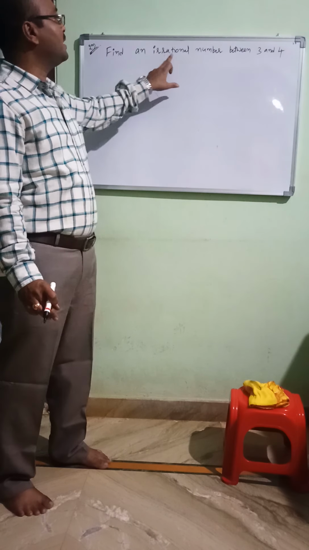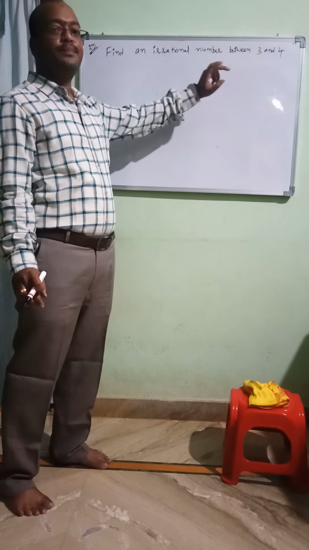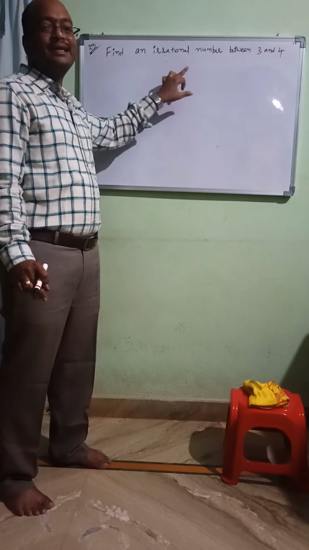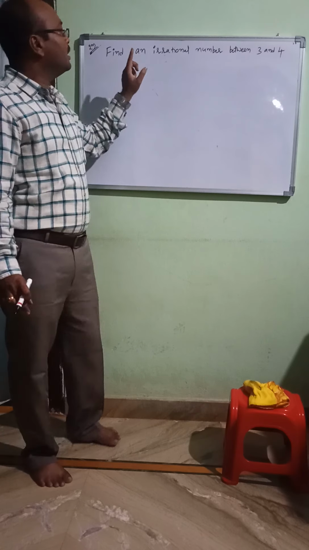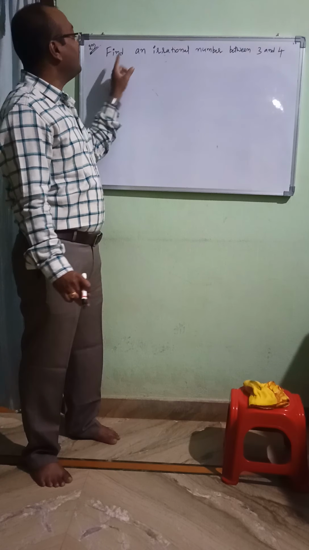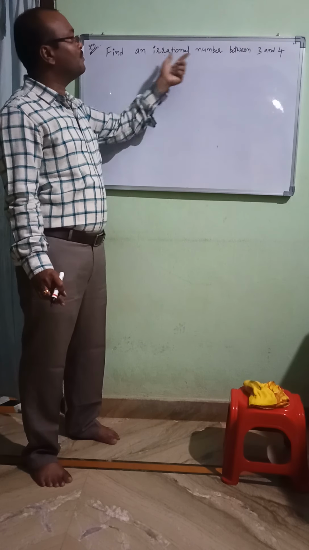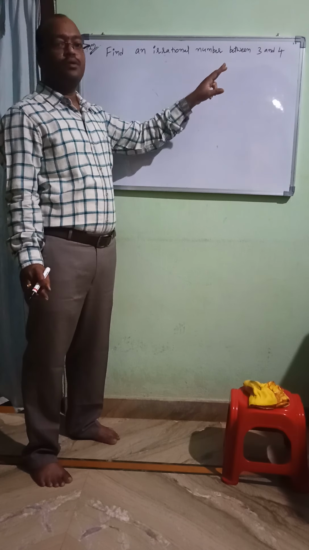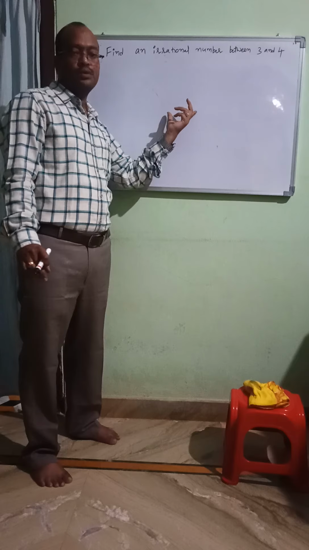Find an irrational number between 3 and 4. In the previous class, we discussed the rational number. Now we are taking irrational numbers. Here, two types of questions they will ask: find at least one irrational number between 3 and 4, and find only one irrational number between 3 and 4. Both are different. I will explain both of the questions.